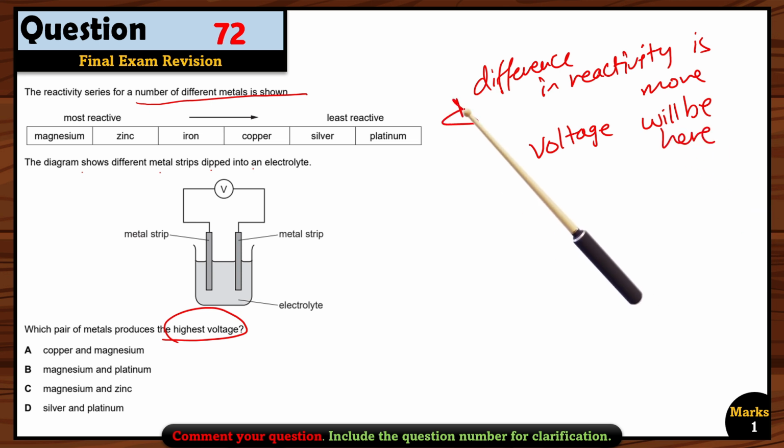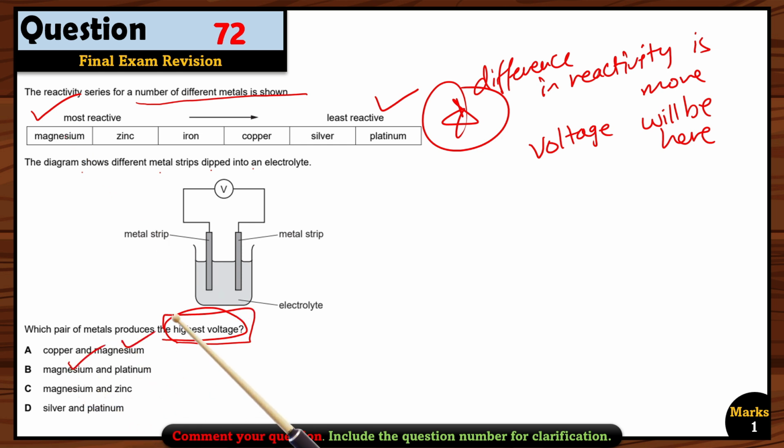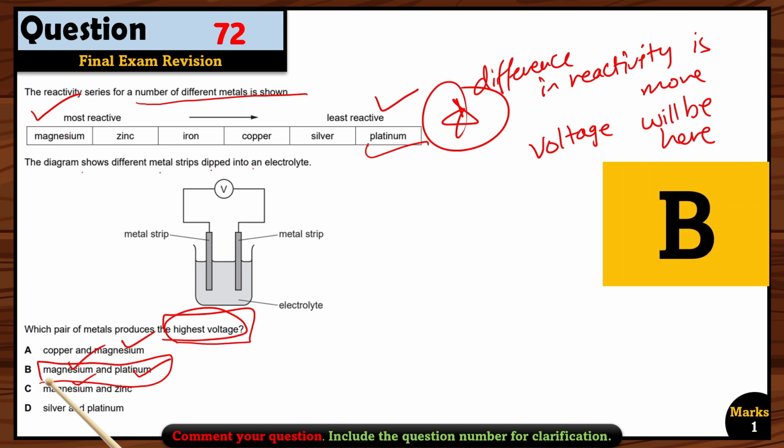That's the only hint for this question. So it's simple. If you choose the most reactive and the least reactive metals, then you will get the highest voltage. If I choose magnesium, which is here, then the difference should be more. Platinum, is there any option platinum? Yes, so this is the one that has the highest voltage. It's simple. So B option is the right one.